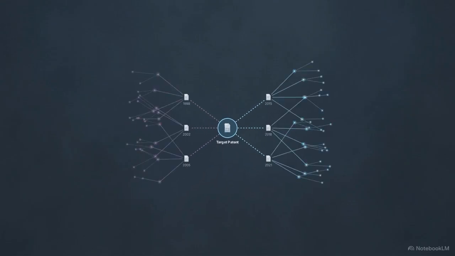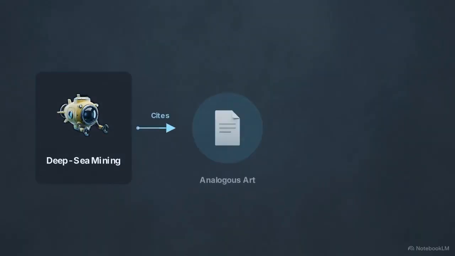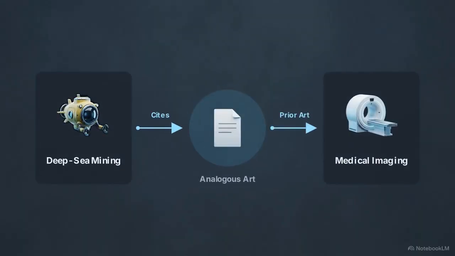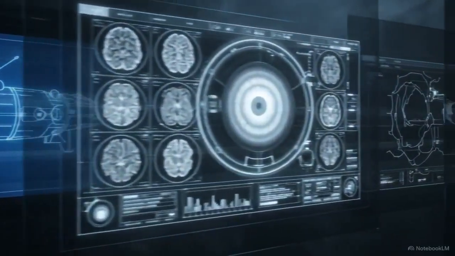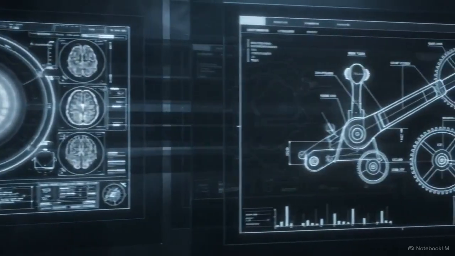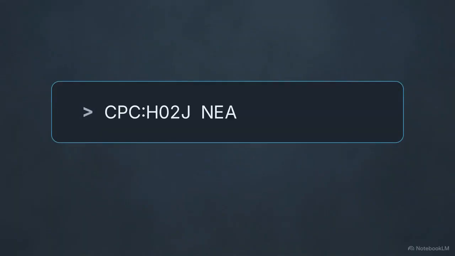This network often reveals that inventors in different fields rely on the same foundational technology. A sensor for deep-sea mining might cite an earlier patent for medical imaging equipment. Tracing these references allows you to find prior art in unrelated industries that no keyword search would ever connect. A professional search is defined by the relationships you engineer between CPC codes, proximity operators, and claims. Search smart, not hard.